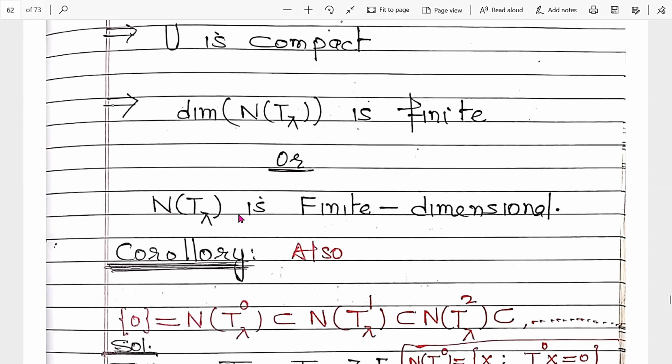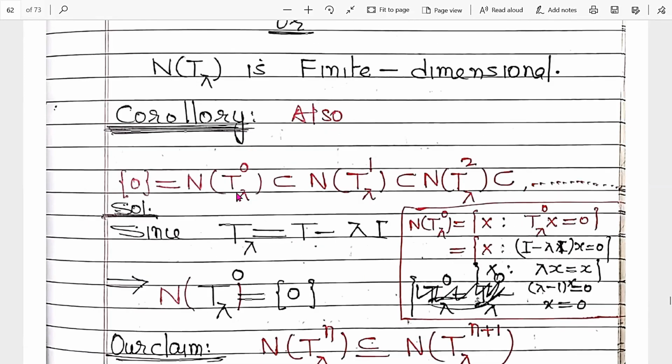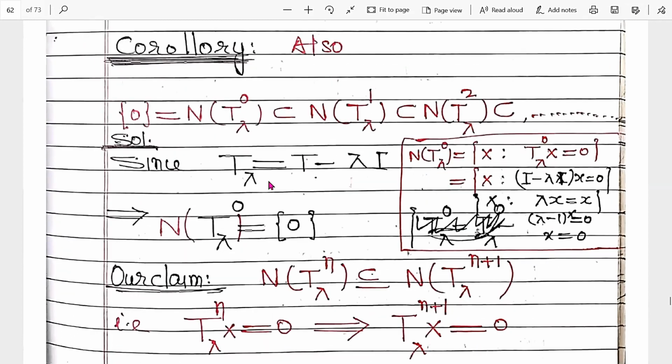In addition to this theorem, remember this: nullity of T0 is contained in nullity of T1 and so on up to infinity. First, this is equal to 0. So what is the nullity of T0? By the definition of T lambda, this is T minus lambda I, right? For T0, it is I minus lambda I. So this consists only of the 0 element. That is trivial.